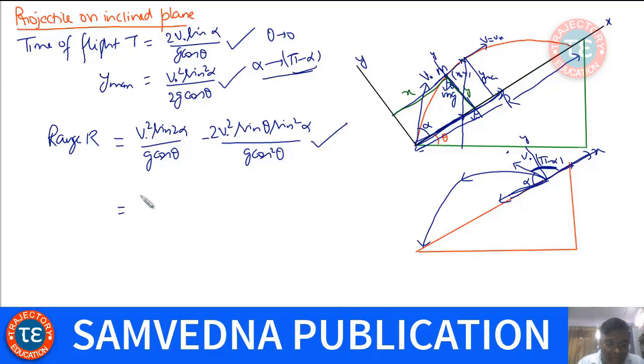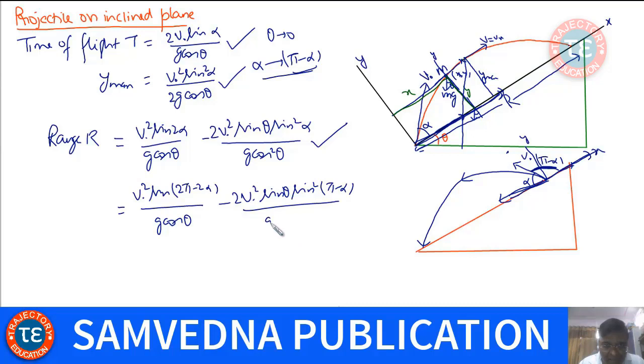If I replace alpha with pi minus alpha, the time of flight and maximum height formulas are going to remain the same. There will be a difference over here in the range. This will be V0 square sine of 2 pi minus 2 alpha by g cos theta, and the second term with 2 V0 square sine theta. Sine of pi minus alpha is the same as sine alpha, so that will come as V0 square sine 2 alpha by g cos theta, with 2 V0 sine theta.